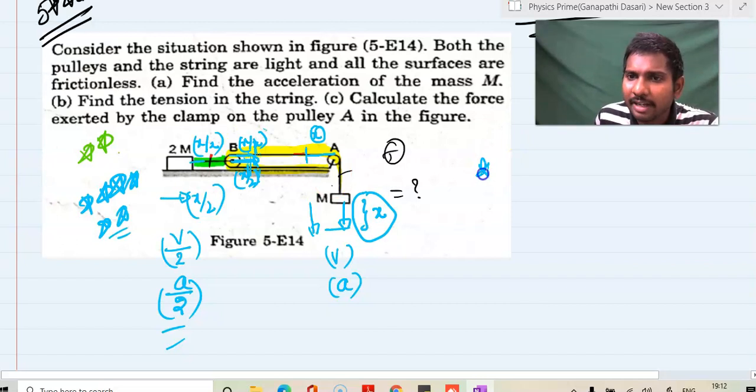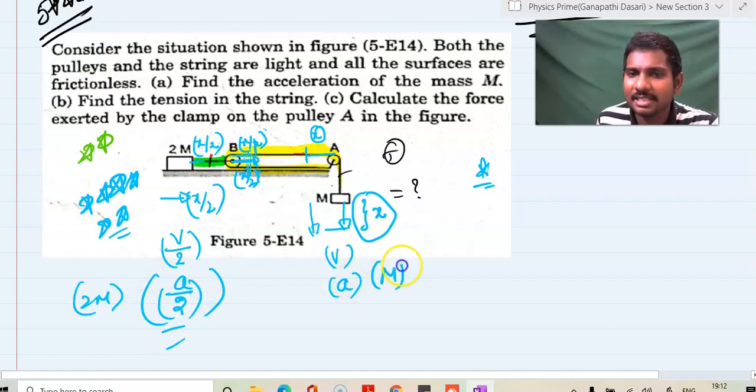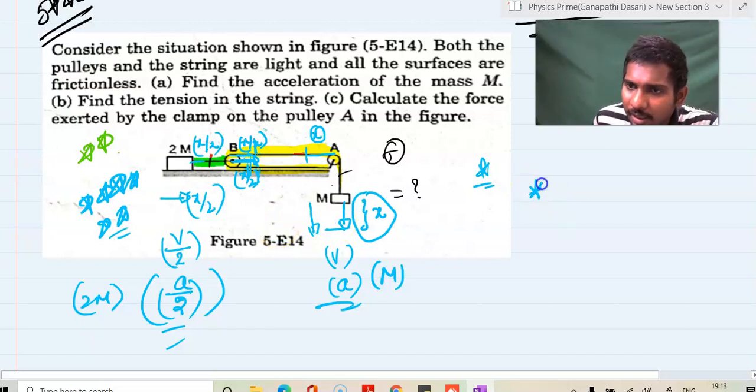There's another way to find the relation between both. For the 2m block, what is the acceleration we got? A by 2, which is half of the acceleration of the m block, isn't it? From the concept that I taught you now. There's another way to do it. You remember one important thing.